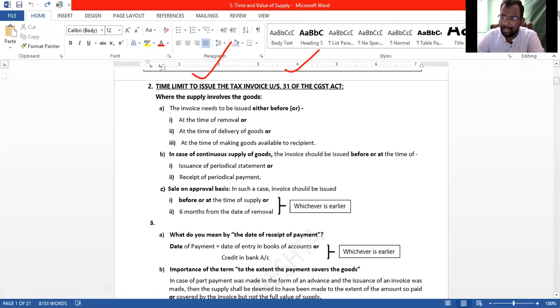I'll explain with the 3 examples. Don't worry, I'll explain with the 3 examples. So first one, the invoice needs to be issued either before or at the time of removal. Removal of what? Removal of the goods.